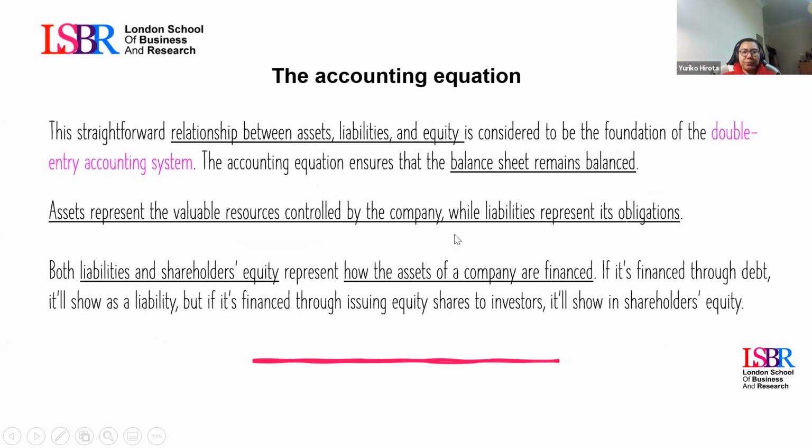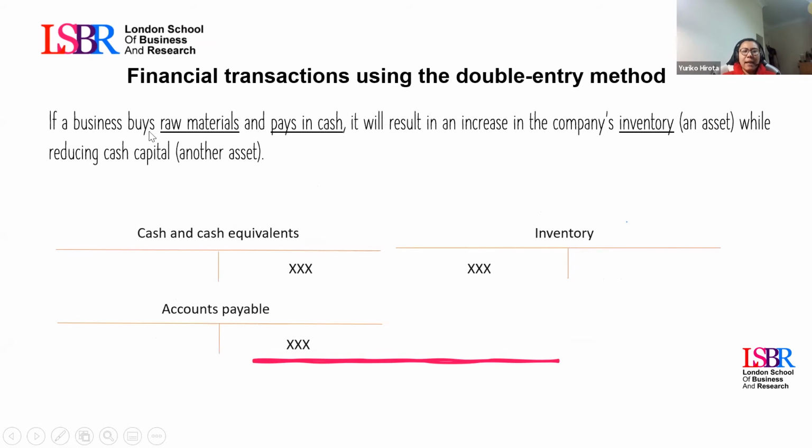So basically, this is the double entry accounting system related to the accounting equation. Another example: imagine that a business buys raw materials and pays in cash. This is very important. It will result in an increase in the company's inventory and assets while reducing the capital or another asset. So if we are paying in cash, it will decrease the cash and increase the inventory, because now we paid, we don't have that money, but we have raw material.